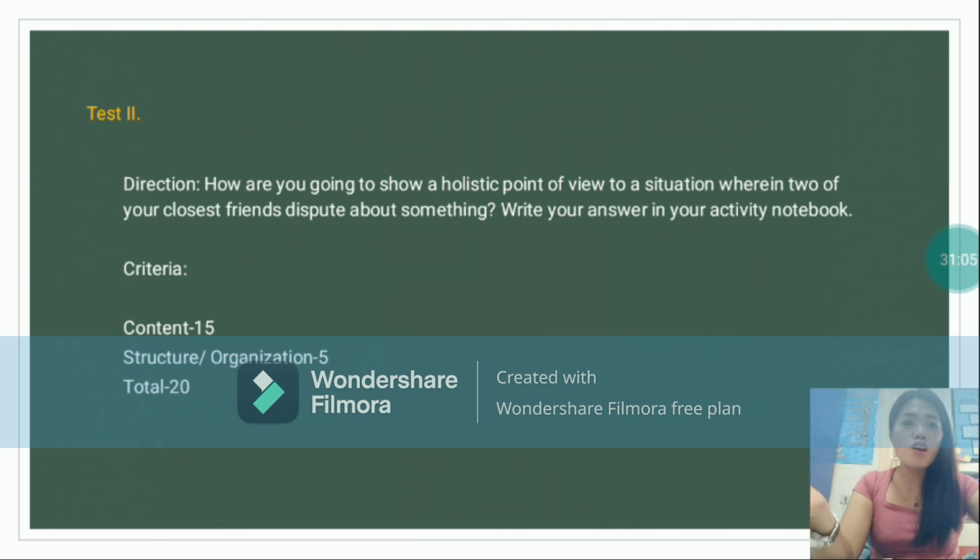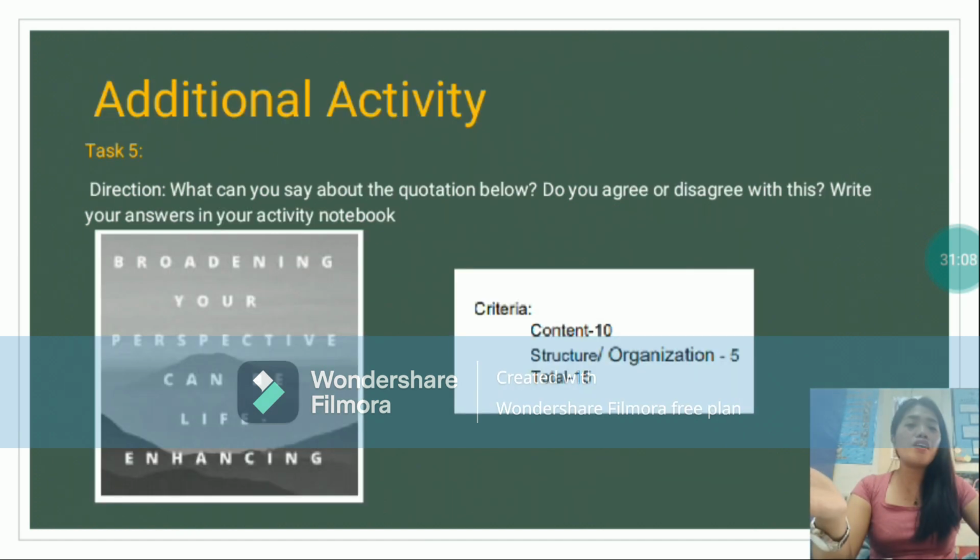And we will have now the last activity. So we'll have an additional activity that is task number 5. Okay, for task number 5, what can you say about the quotation below? Do you agree or disagree with this? Write your answers in your activity notebook. And this is the quotation. Broadening your perspective can be life-enhancing. The criteria, you have the content, 10 points. The structure and organization is 5 points, a total of 15 points.